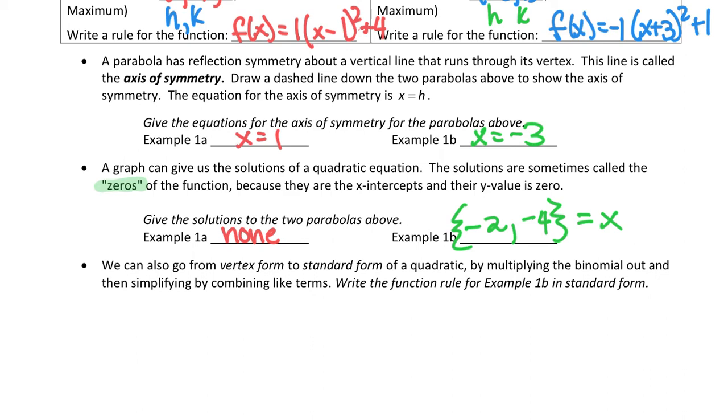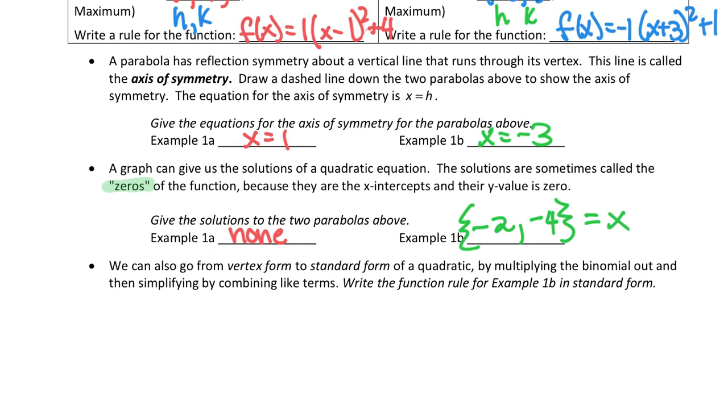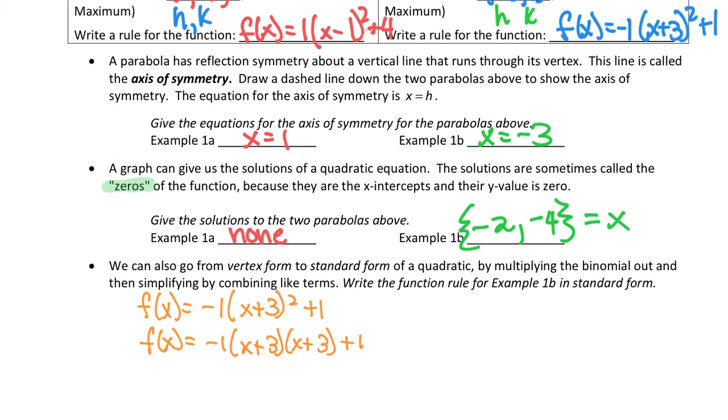So here's how we go from vertex form to standard form. First thing is I'm going to write down this function right here. I'm doing that just because it asked to use example 1b. The next step is, this is where it gets a little tricky. We're going to go ahead and expand this. Because it's squared, that means I have 2 of these. So I've got x plus 3 times x plus 3 right here. That would be the squared. Notice I still have that negative 1 at the beginning.